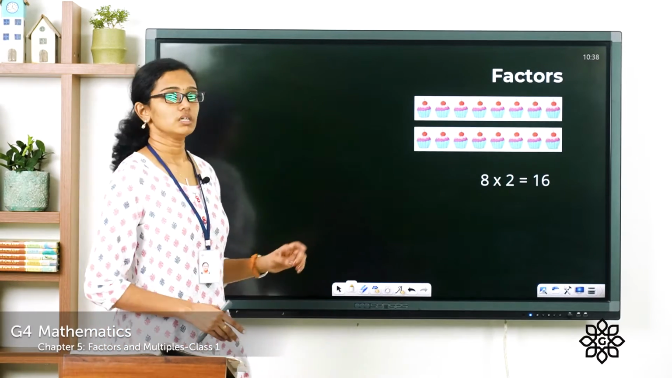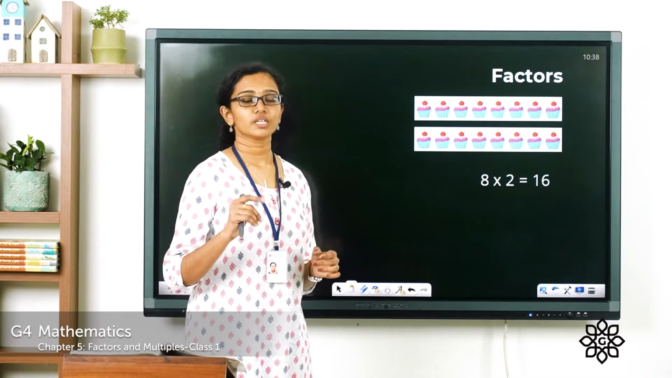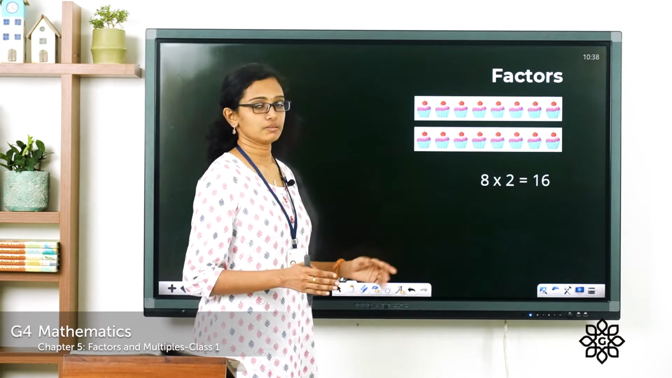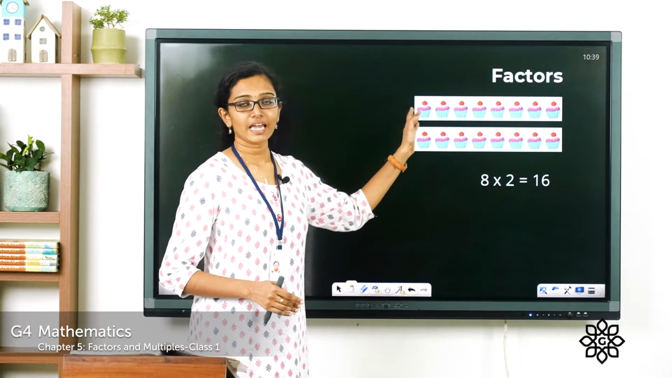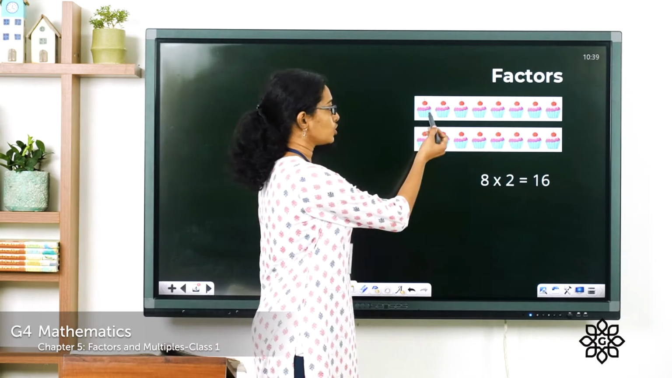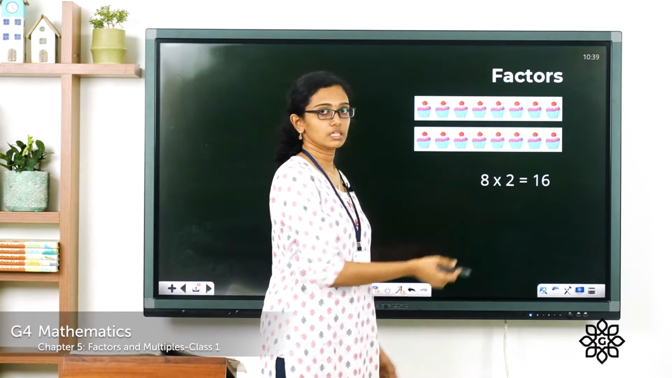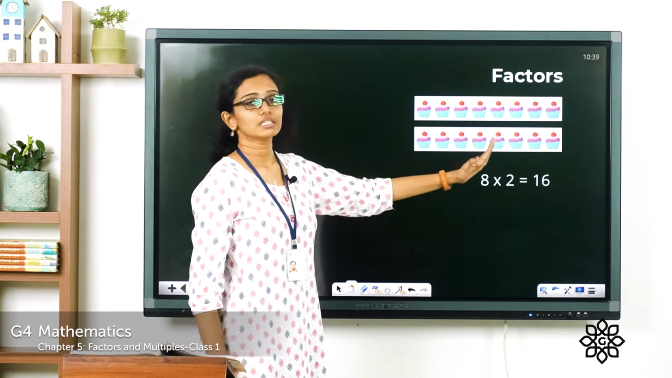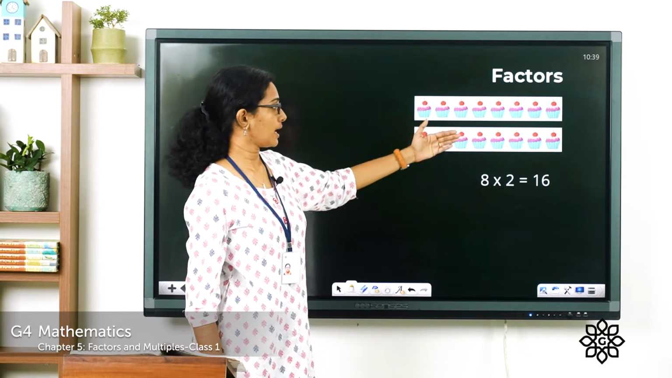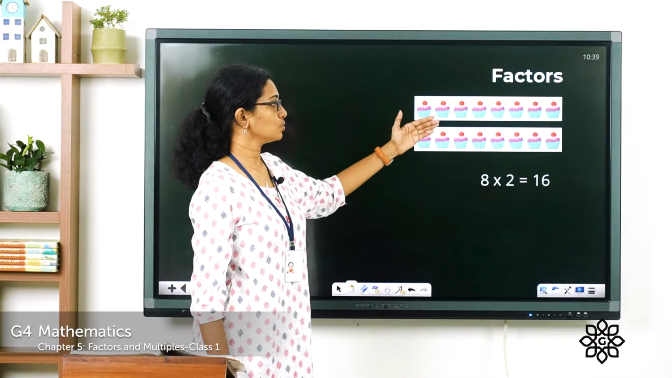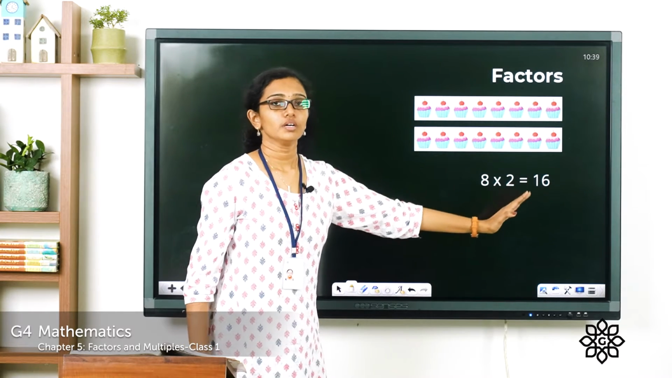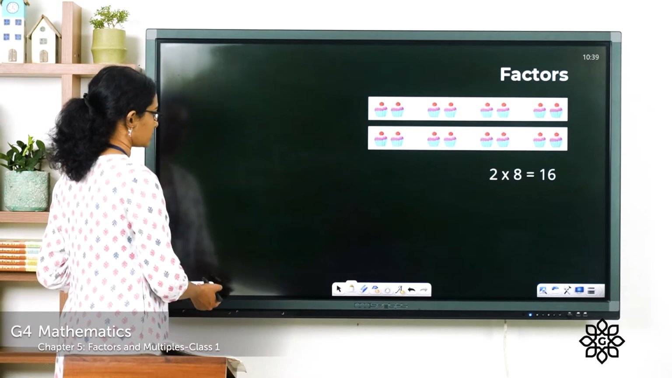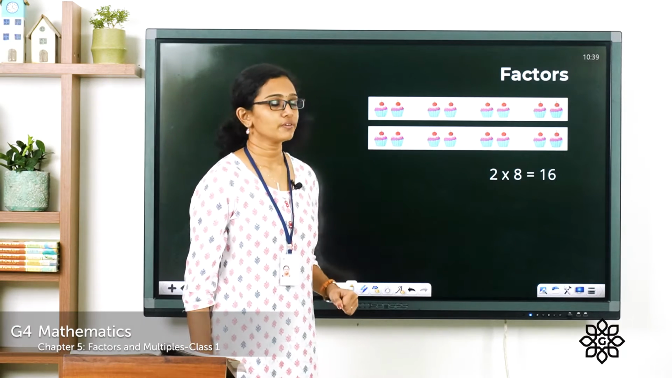Now let's see a different arrangement. She can divide or distribute the 16 muffins into two groups of 8 each, right? See, the first group 1, 2, 3, 4, 5, 6, 7, 8. So she arranged these 8 muffins in one group and the remaining 8 in the second group. So here we have 8 into 2 or two groups of 8 each. Here also all the muffins are grouped without any remainder. So that is 8 into 2 is equal to 16. This is a different arrangement.